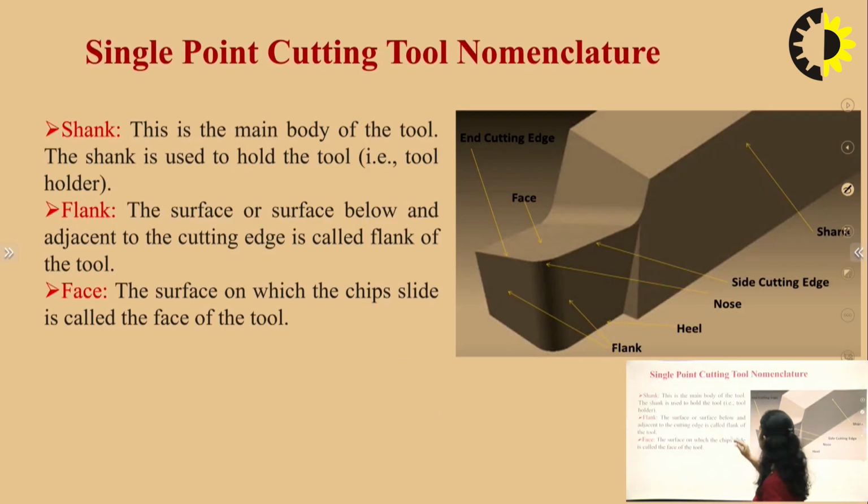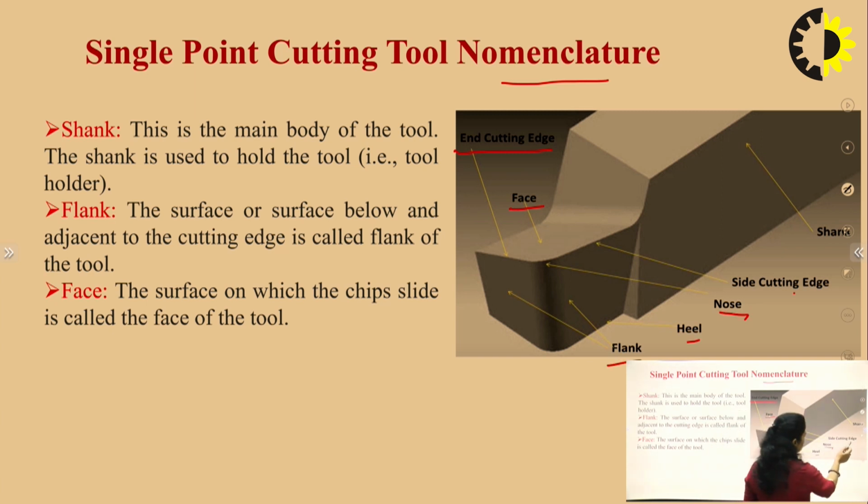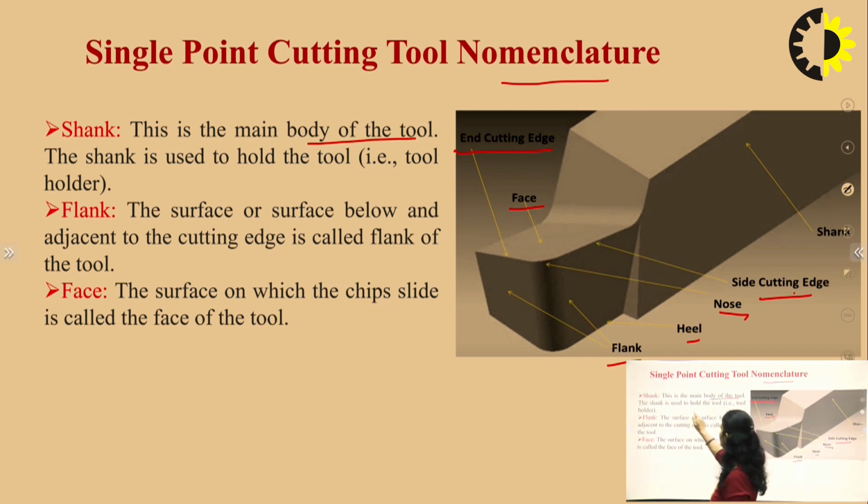Now, we come to the single point cutting tool nomenclature. There are different parts in a single point cutting tool. We can see here the end cutting edge, face, flank, heel, nose, side cutting edge and the shank. First, we come to the shank. The shank is basically the holding part, the main body of the tool, and it is used to hold the tool.